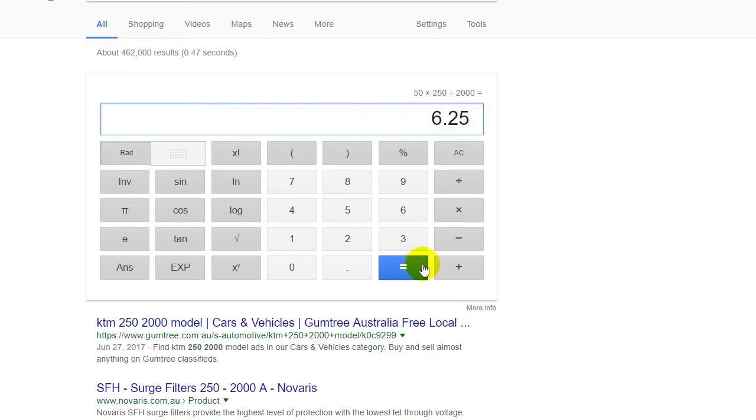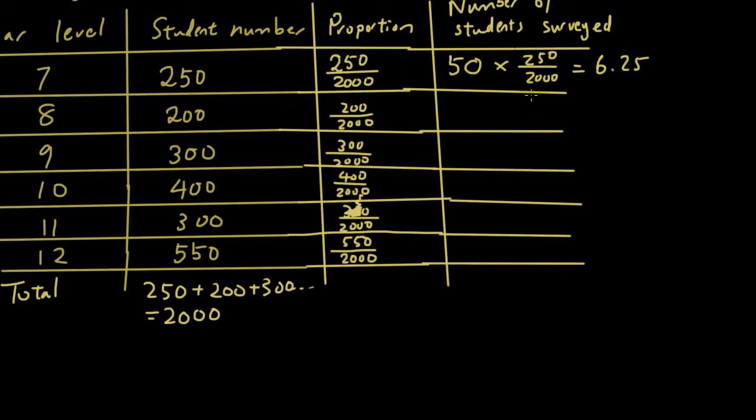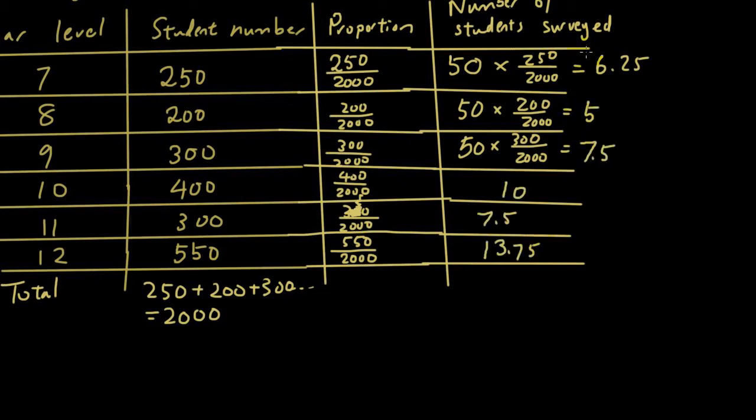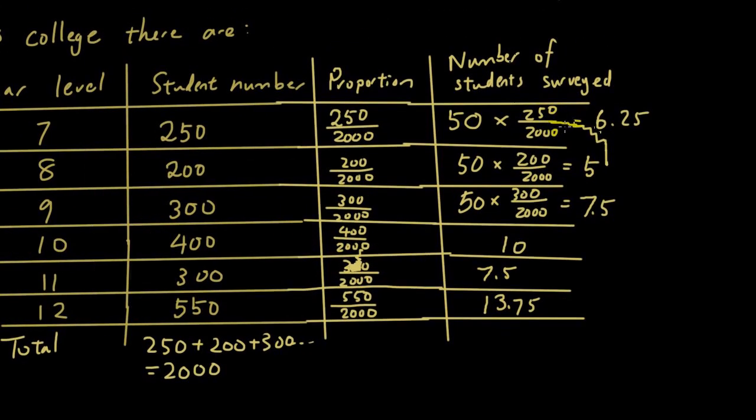Type that into your calculator. 50 times 250 over 2,000, and I have 6.25. So you're just going to repeat that process with all of these year levels. So we got 200 over 2,000 times 50, 300 over 2,000 times 50. Just repeat that with all of these rows, and let's see what we come up with. Okay, so now we have the number of students we're going to collect in the survey, in the sample.